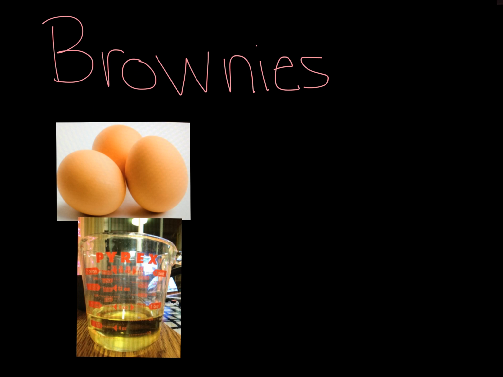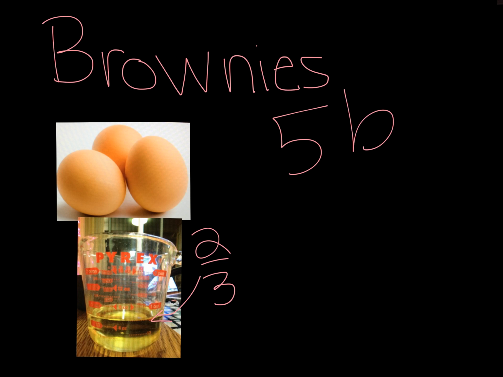All right, the two main ingredients in brownies are eggs and oil. So in one recipe, I need 3 eggs and I need 2/3 a cup of oil. It's hard to see, but that's where this is measured to. But say I need to make 5 boxes of brownies. So I can use ratios to help me figure out how many eggs and how much oil I'm going to need to make 5 boxes of brownies.